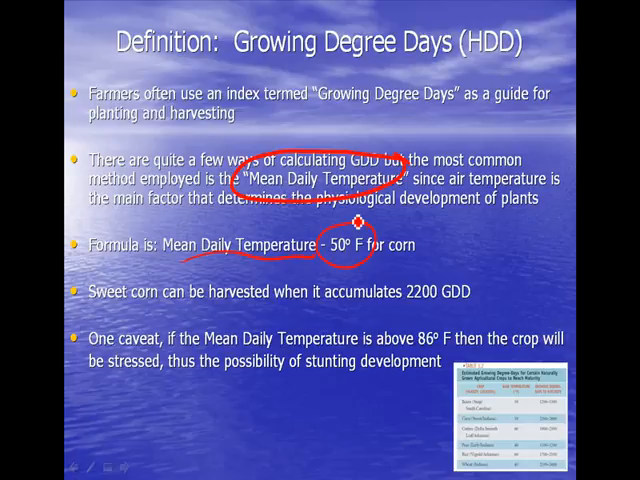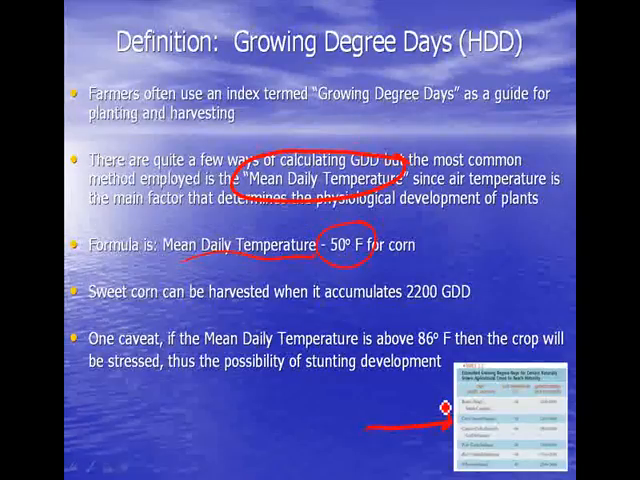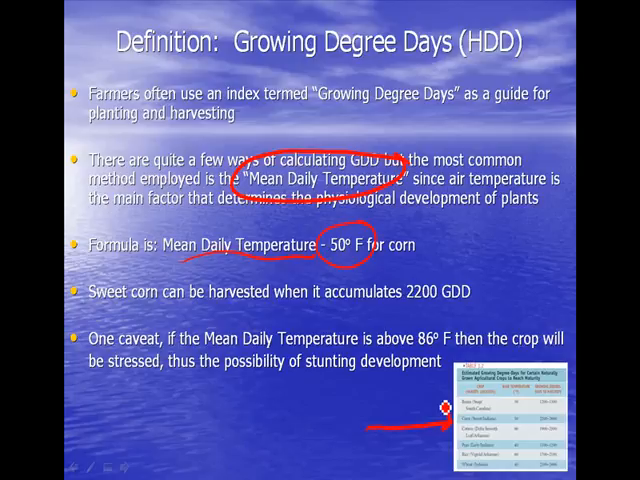Now, depending upon the type of crop that you're planting and harvesting will determine what your base temperature is. And there is a table here, table 3.2 in your textbook, that lists the base temperatures for crops such as beans, corn, cotton, peas, rice, and wheat. Notice, those of you with any relatives in Indiana, the base temperature for wheat is 40 degrees.